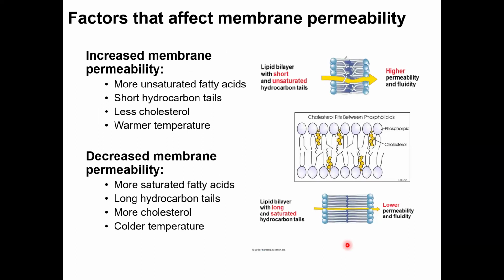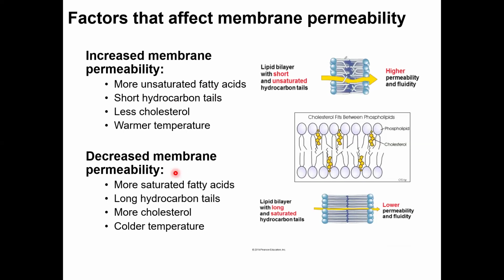So what actually affects membrane permeability? It's increased when there are more unsaturated fatty acids. If the lipid bilayer has more unsaturated fatty acids, molecules can just go through more easily. Short hydrocarbon tails, less cholesterol, and warmer temperatures also increase it, as it's letting loose a little bit.